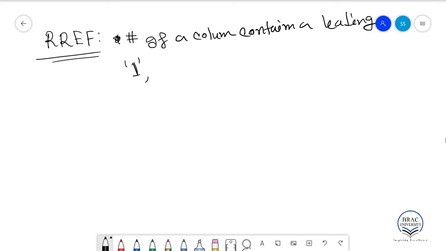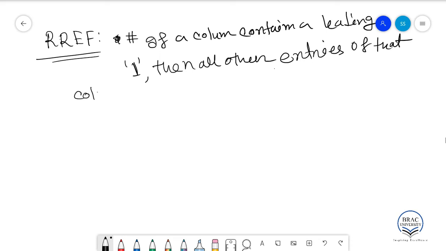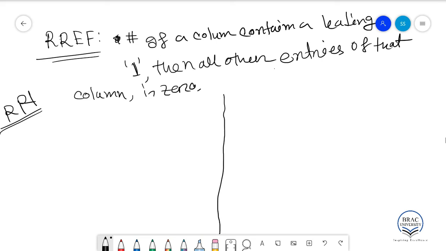and provided that the conditions or the features we talked about a few seconds earlier hold, then all other entries of that column will be 0. So now we want to separate this board for a second, because at one side we will see a row echelon form, and on the other side we will see an example of reduced row echelon form.